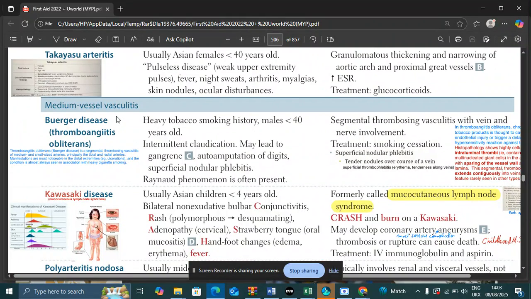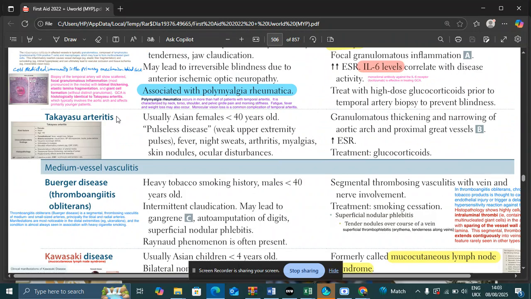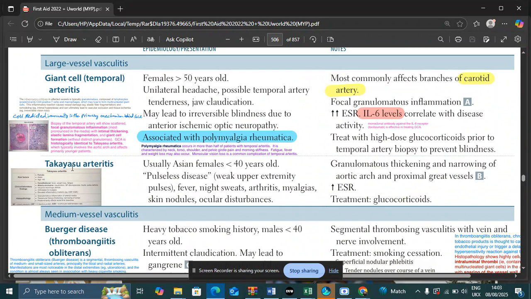Now let's move towards a second large vessel vasculitis, which is Takayasu arteritis. Okay, which is also a large vessel vasculitis, usually seen in Asian females, usually seen in younger females. So let's talk about the differentiating points between giant cell and Takayasu arteritis. That way, when you see a question, you can easily differentiate if the question is leading you towards giant cell or the Takayasu.